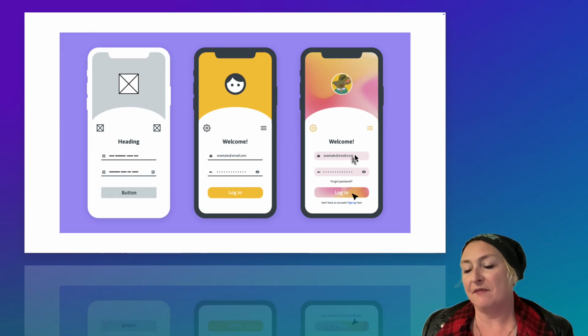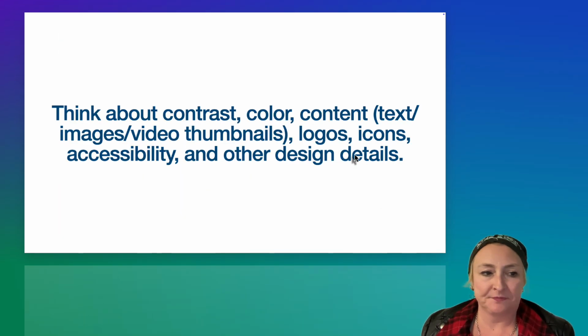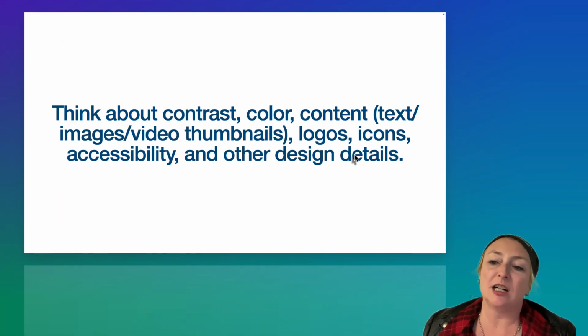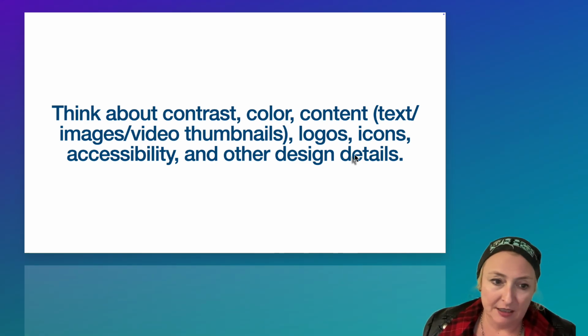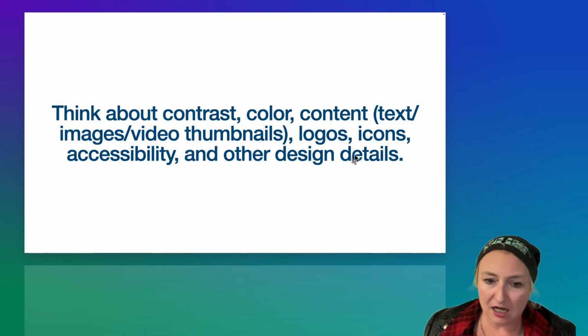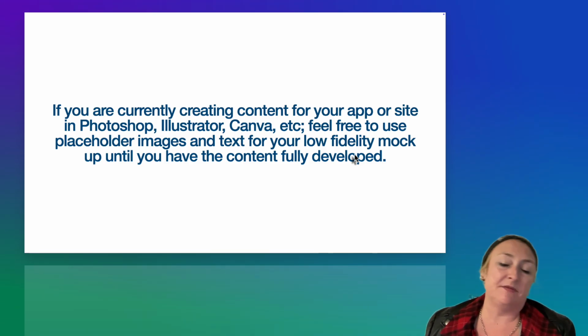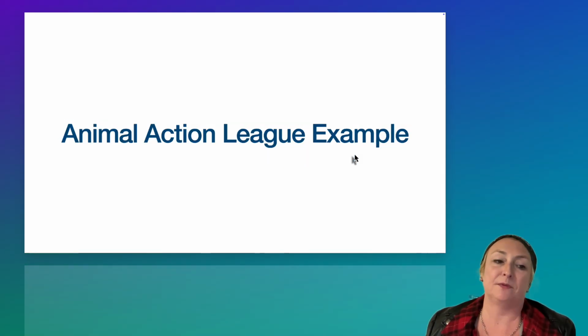And you could see at the high fidelity, they ended up changing, but they got the basic design down. So think about contrast, color, content. You could go and look at colors. You could create a style guide. Think about videos or thumbnails or logos or icons and accessibility. If you are currently creating content for your app or site in Photoshop, Illustrator, Canva, Figma, feel free to use placeholder images and text for your low fidelity mockup until you have the content fully done.